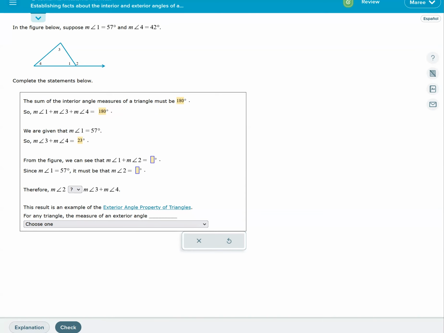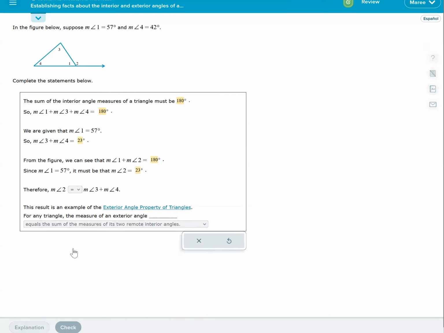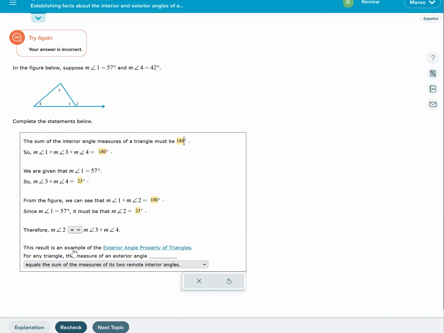Measure angle 1 and 2 are supplementary. They're a linear pair, so they form a 180 degree angle. If measure angle 1 is 57, we can find measure angle 2 by subtracting 57 from 180, which is going to give us 23 again. We know that means that angle 2 is equal to the sum of the remote interior angles. Oh, did you notice that they changed the order of your answers? So be really careful that you're reading. Equals the sum of the measures of its two remote interior angles. Measure angle 2 equals 3 plus 4.